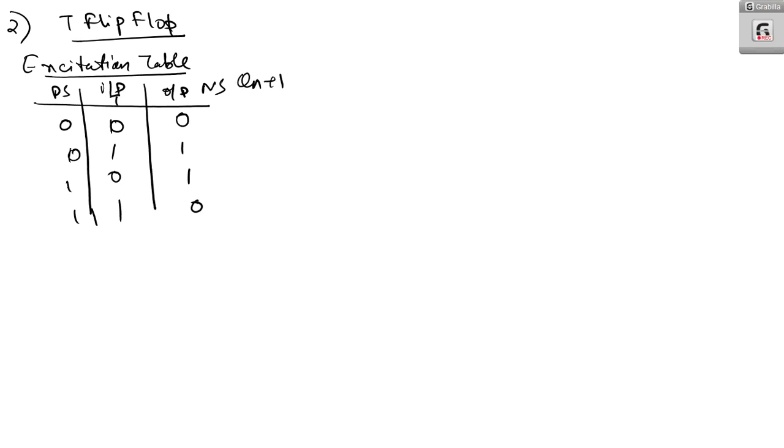Now if I am writing the expression for Qn plus 1 in terms of Qn, how will it be? So this is basically an XOR gate. So we can write Qn plus 1 is equal to T XOR Qn. Just 0, 1, 1, 1, 0, 1, 0, 0, 0, 1, 1, 0. That is basically XOR gate.